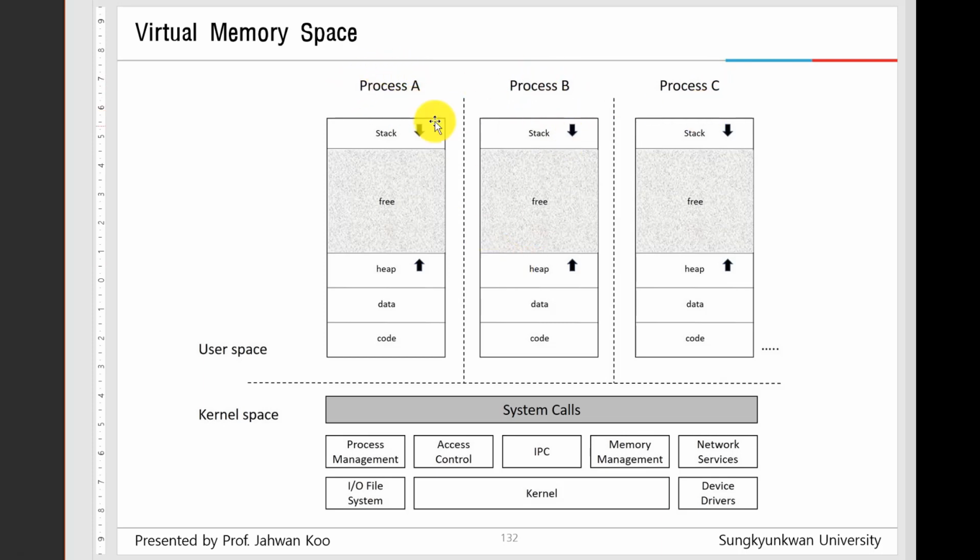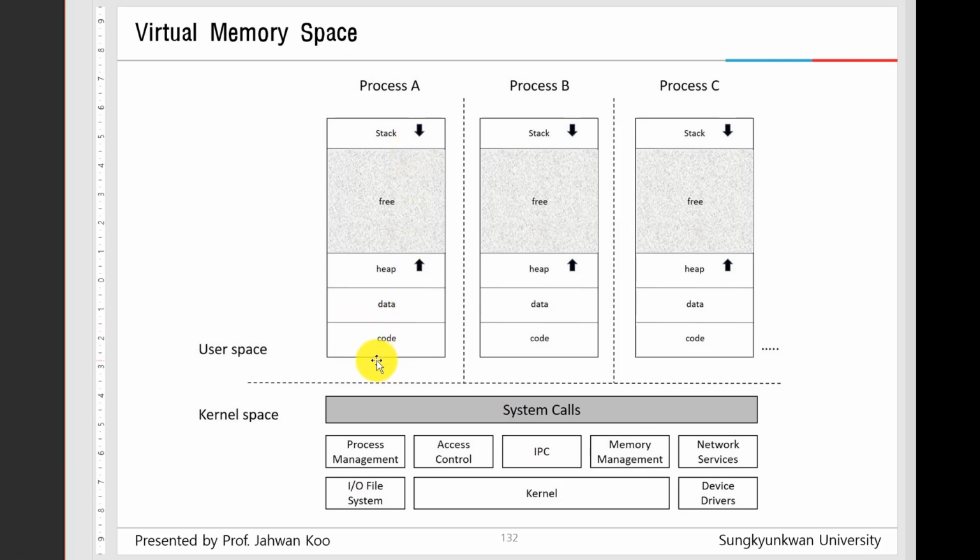A process is divided into several parts. Let's read from the bottom: code, data, heap, and stack segment.